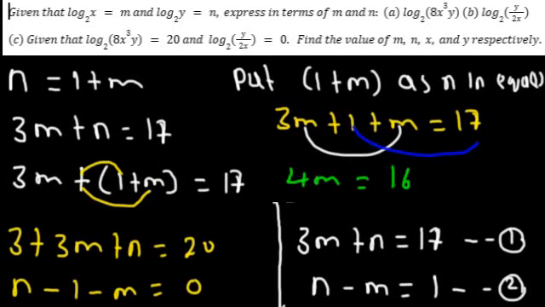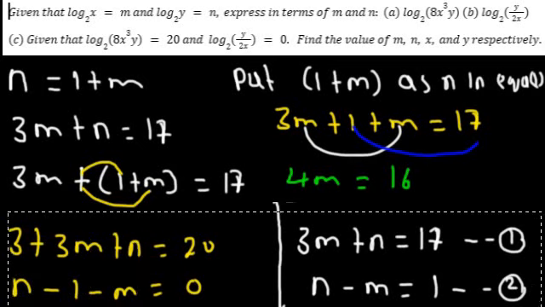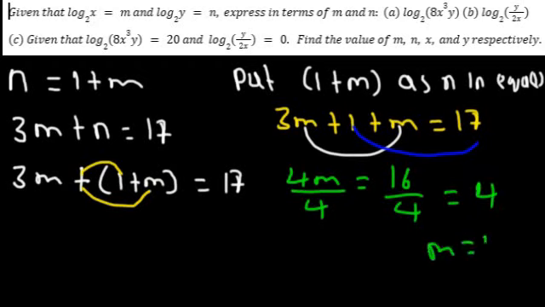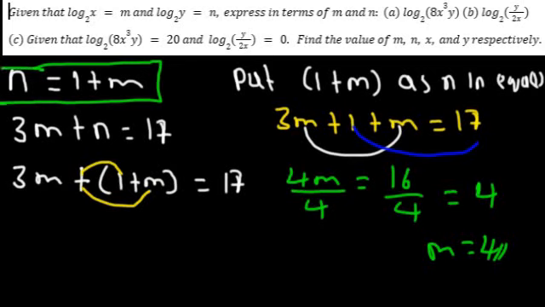So therefore, the final value for m will be 4, because once I divide both sides by 4, I'm going to have m equals 4. So m is equal to 4. So the value of m in this case is 4. Now, here is an equation we formed here. Normally we're supposed to name this equation equation 3. So let's assume it is the third equation.